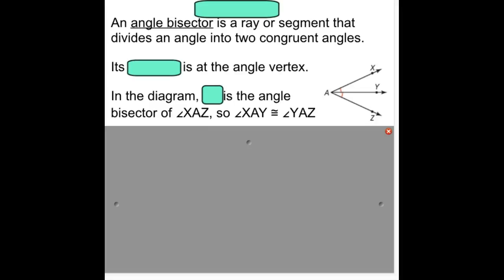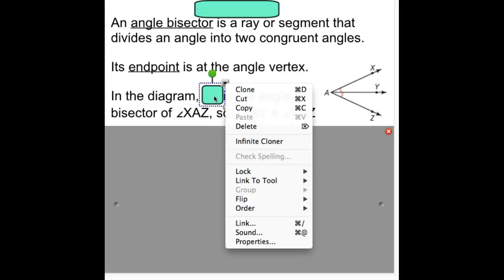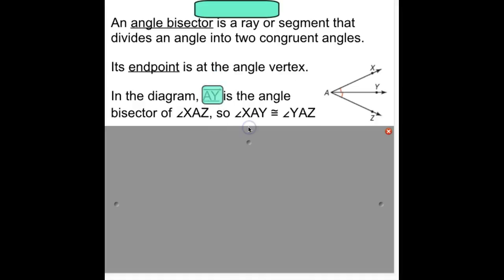Sorry, these boxes are not moving. That word should be, I think, endpoint. Yes, that word is endpoint. In the diagram, okay, come on, delete. There we go.